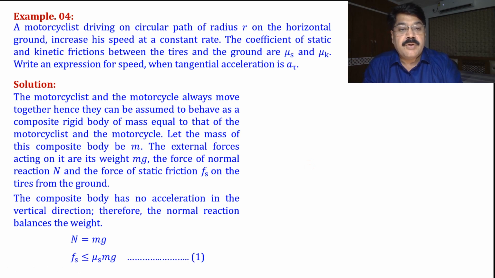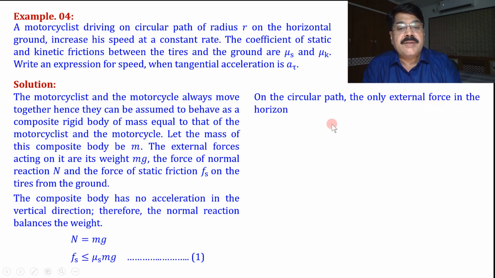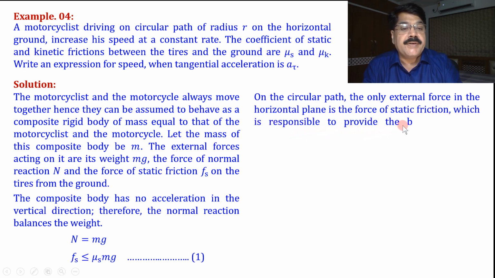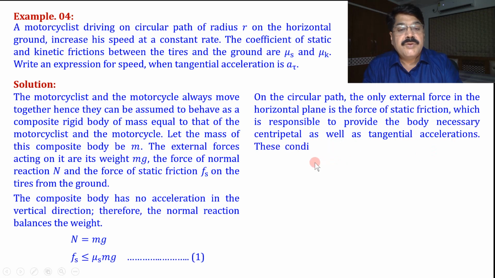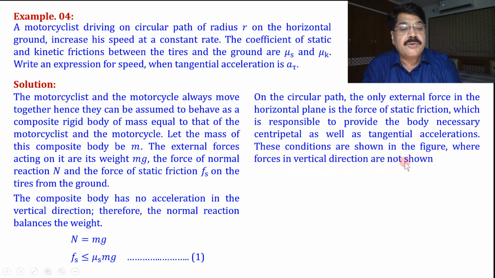We have to show the normal component and tangential component. On the circular path, the only external force in the horizontal plane is the force of static friction, which is responsible for providing the body the necessary centripetal as well as the tangential acceleration. These conditions are shown in the figure, where forces in the vertical direction are not shown. In this way, we can assume the motorcycle to be a particle.